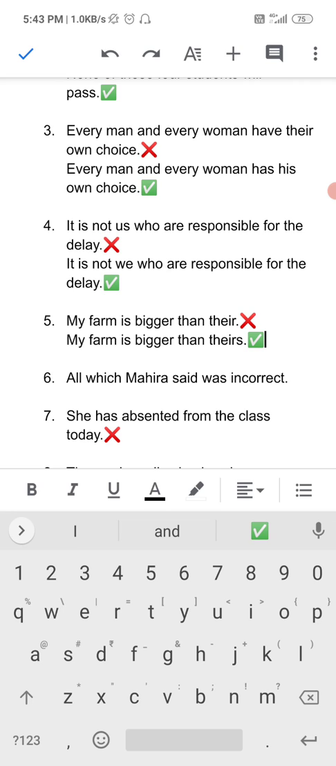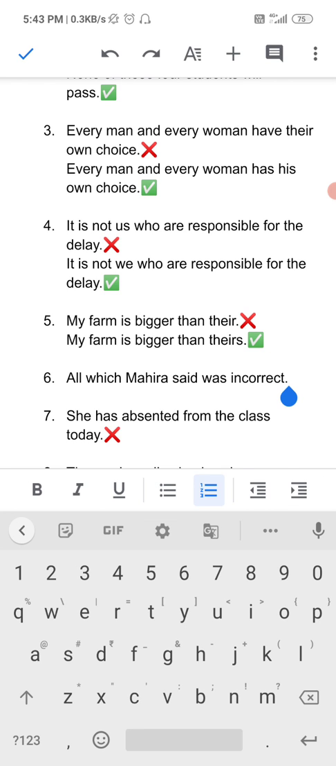If we wish to use "my farm is bigger than their farm," it means our sentence carries two same nouns. Farm and farm means we are repeating the same noun farm in our sentence. But we should not repeat the same noun. In order to replace this noun, we have to use a pronoun. That is why we are using here theirs. My farm is bigger than theirs.